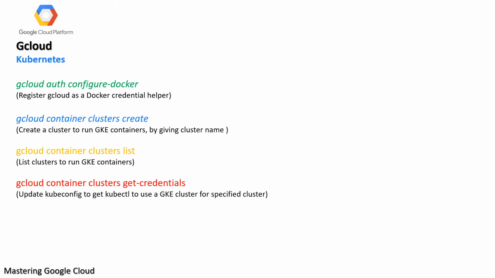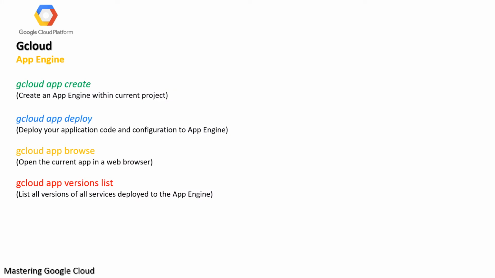For Kubernetes or GKE, you have the gcloud container command. You can create a cluster, you can list, you can get credentials, and these are the commands for Kubernetes. For App Engine, you have the gcloud app command, and you can create an app engine, you can deploy, you can browse, you can have different versions, you can list those versions, and that's using the gcloud app command.